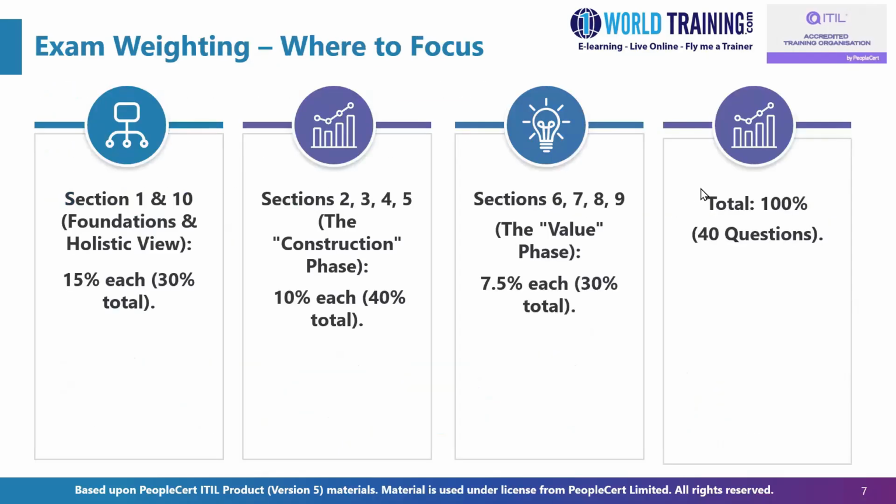Exam weighting, where to focus. Section 1, which is foundations, and section 10, which is holistic view, each carry 15%. The 4 construction phase sections, which is discover, design, acquire, and build, each carry 10%, totaling 40%. The 4 value phase sections, which is transition, operate, deliver, support, each carry 7.5%, totaling 30%. And the life cycle activities from discover through build represent your highest value revision target.